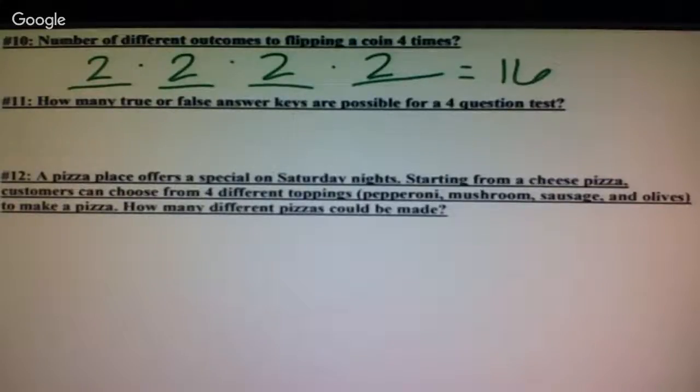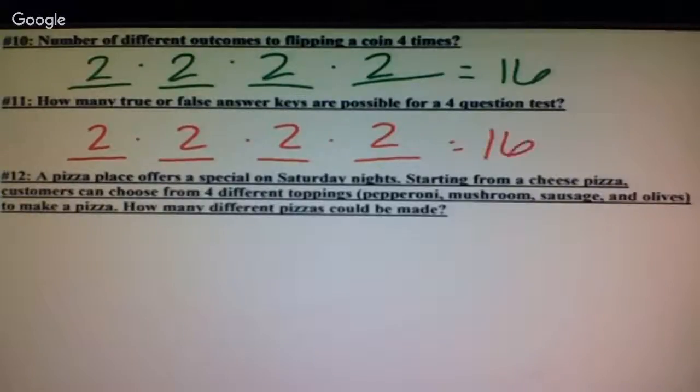Number 11. I'm doing a 4-question true and false test. Each one of the lines represents each question. Each question has how many answer choices? 2. True or false? So 2 times 2 times 2 times 2 is 16. Again. Okay.